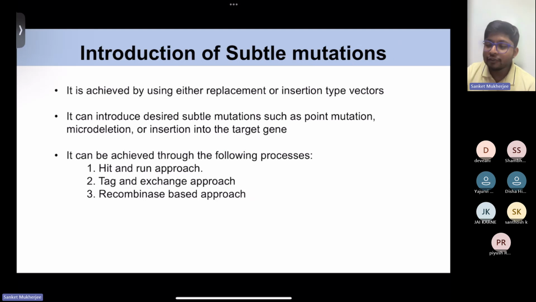Now, subtle mutations are introduced by either replacement or insertion type vectors. They can introduce desired subtle mutations, like point mutation, microdeletion, and insertion into the target gene. There are several mechanisms through which you could introduce subtle mutation. One of them is the hit and run approach. Another one is the tag exchange approach. And the third one is the recombinase based approach. We'll talk about all three of them very quickly.